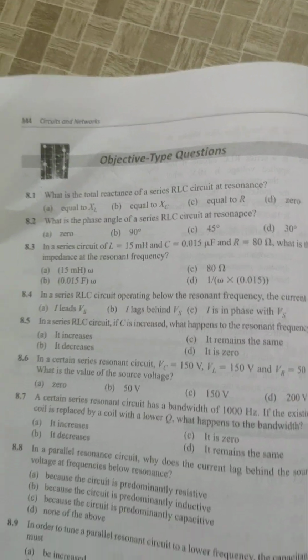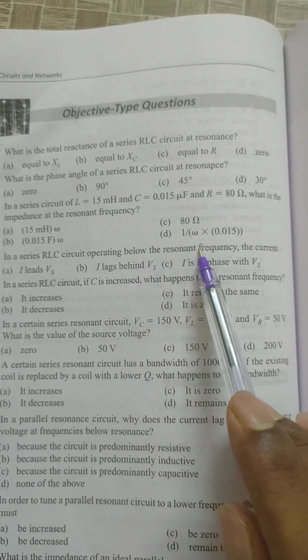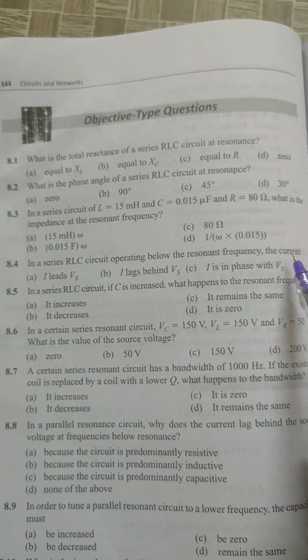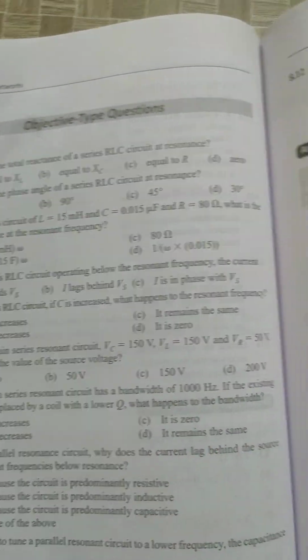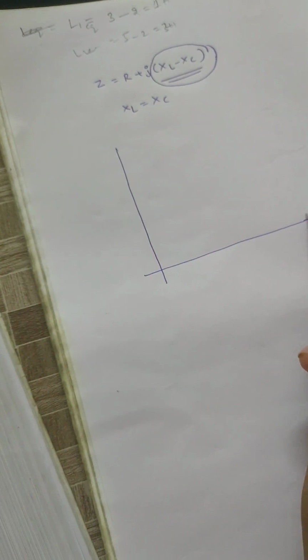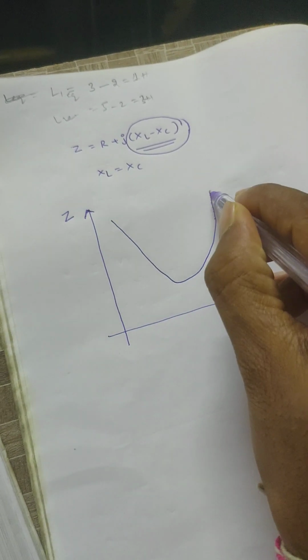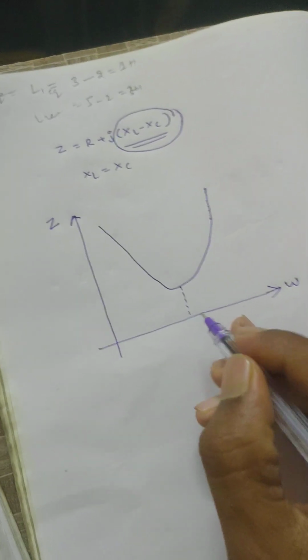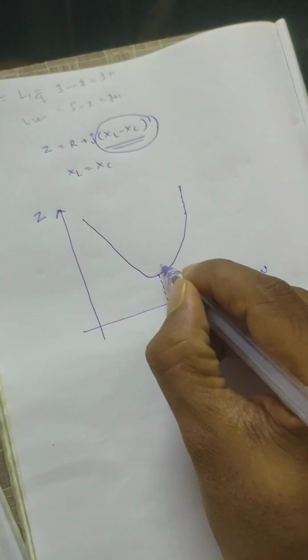Next problem. In a series RLC circuit operating below the resonant frequency, what is the current? If we draw the graph between frequency versus impedance, this is the graph. This is Z, impedance, which is minimum at the resonance frequency, this is Z minimum.